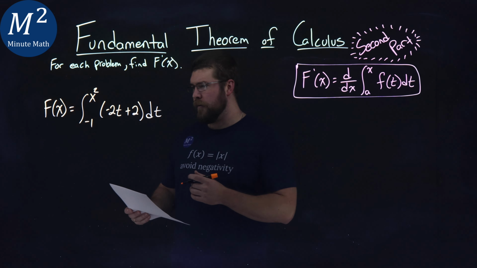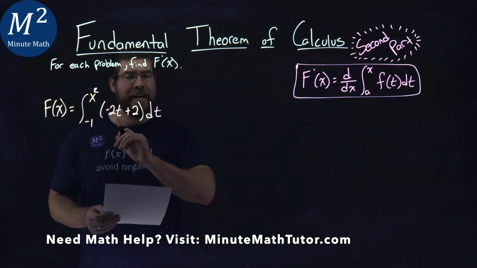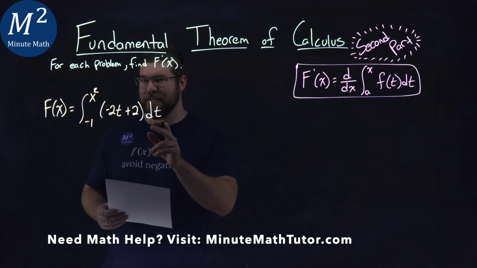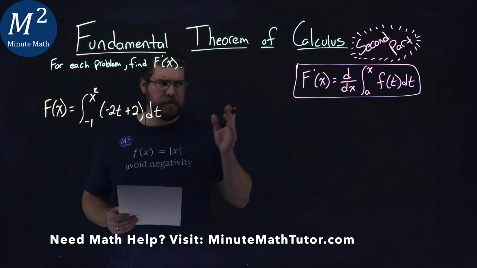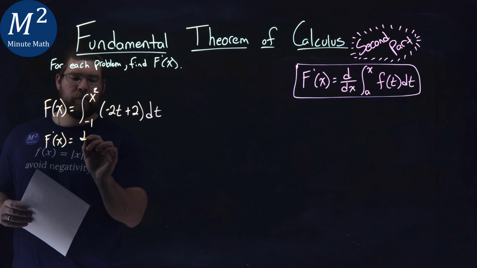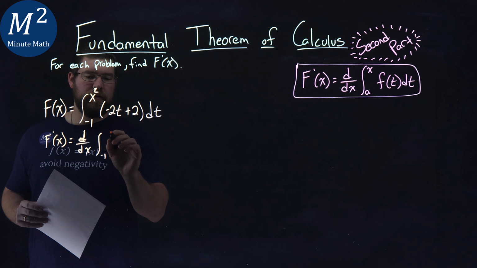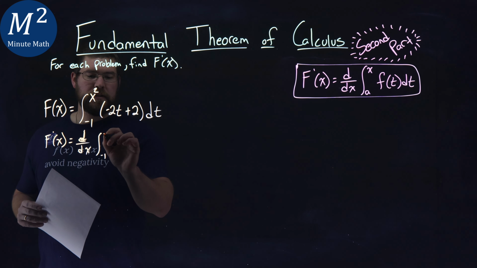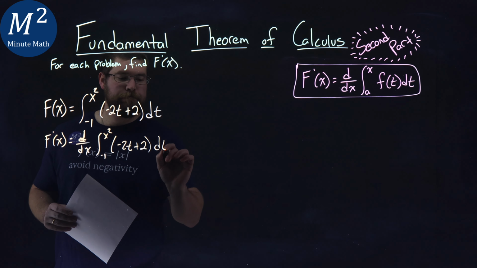We're given this problem right here. F of x is equal to the integral from -1 to x squared of -2t plus 2 dt. And we need to find f prime of x. So let's use our formula here. F prime of x is equal to d over dx of the integral of what we have here, f of x, from -1 to x squared of -2t plus 2 dt.